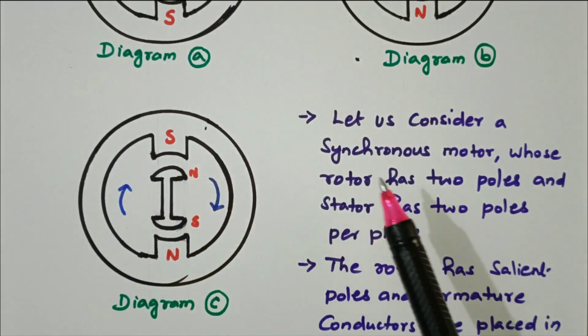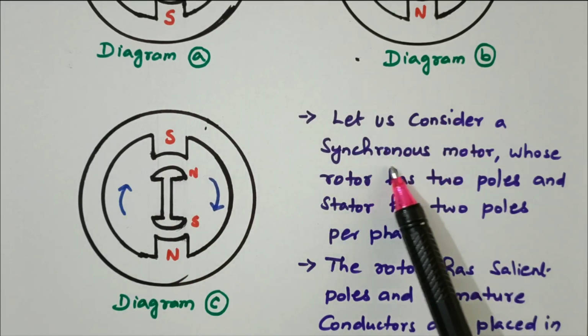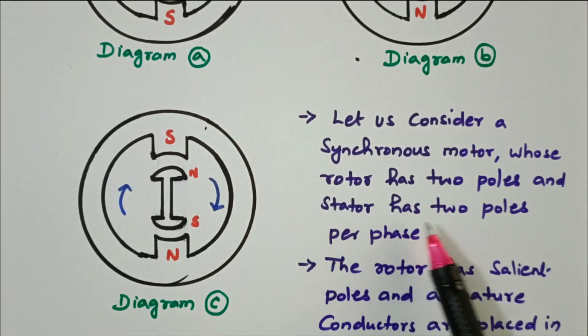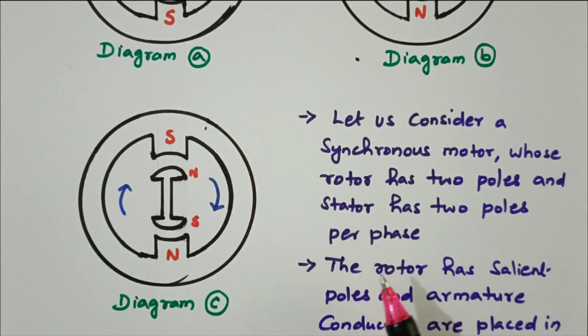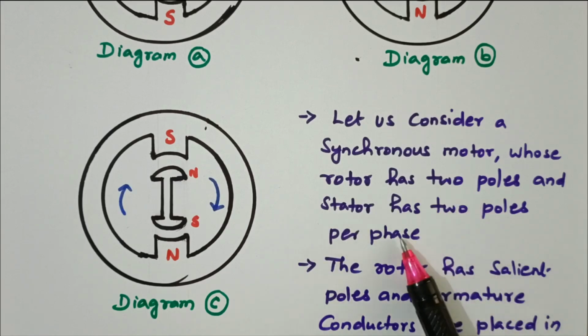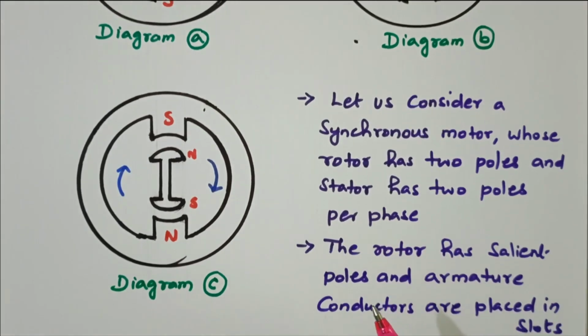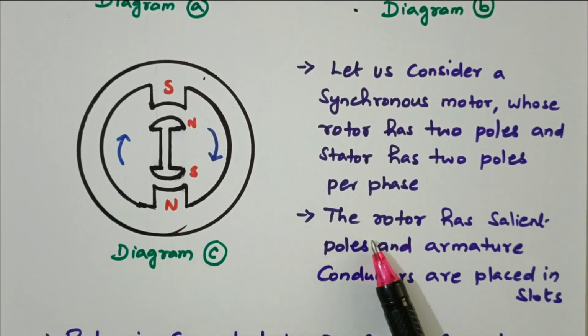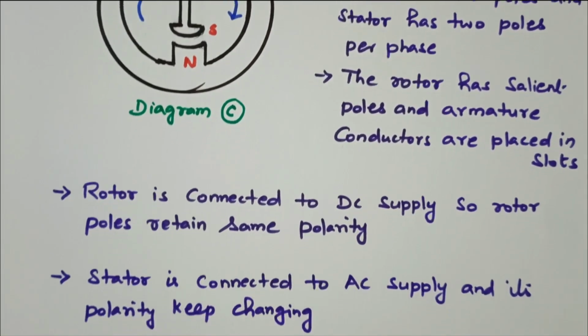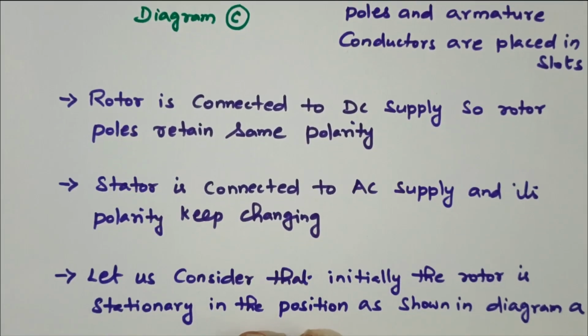Now we'll see the description. Let us consider a synchronous motor whose rotor has two poles and stator has two poles per phase. That is the important condition: the number of stator and rotor poles are equal. So now we have two poles available in the stator as well as the rotor. The rotor has salient poles and armature conductors are placed in the slots. The rotor is a salient type, and the armature conductor is available. I will see the further detail.